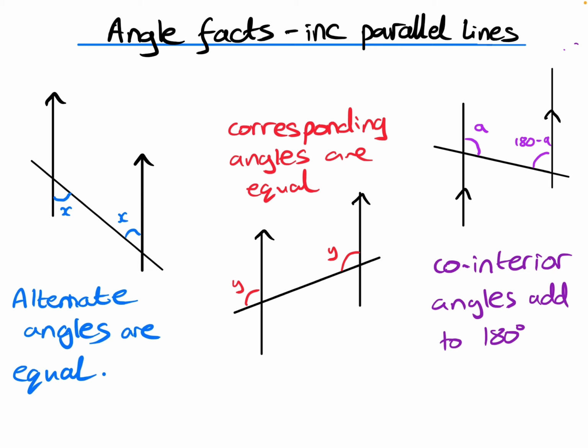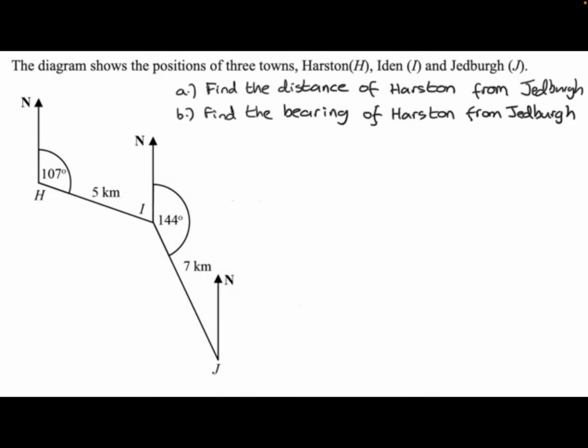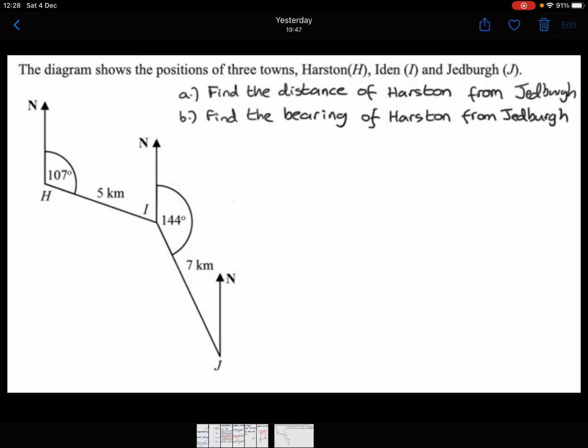The final thing from GCSE that you should remember is angle facts, including parallel lines. So remembering that alternate angles are equal, corresponding angles are equal, and co-interior angles add up to 180 degrees. So with all of that in mind, let's have a look at an example question that you're going to be doing in class, which is this one.